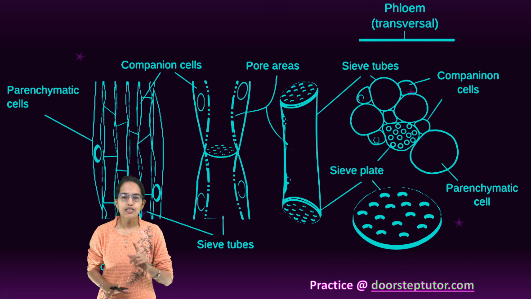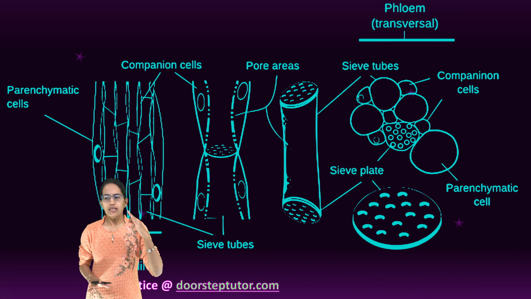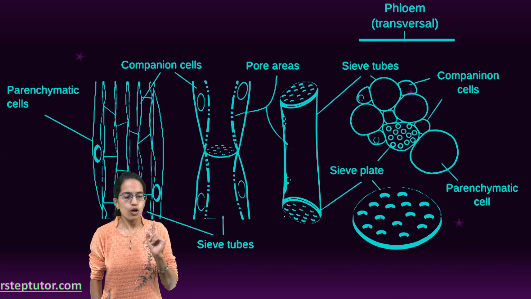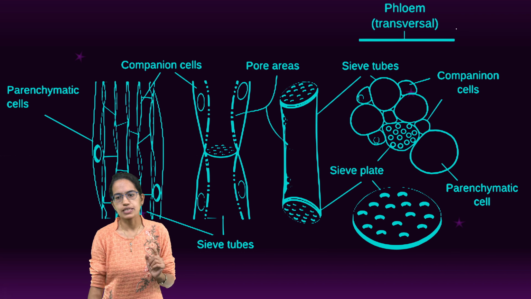Coming on next is the phloem. Now phloem, as we said, is a living conductive tissue with only exception where we say phloem fibers are present and phloem fibers are dead.